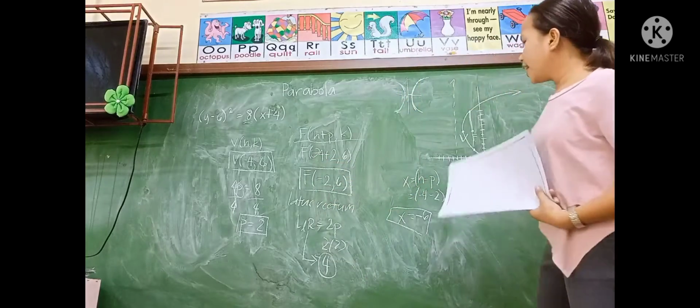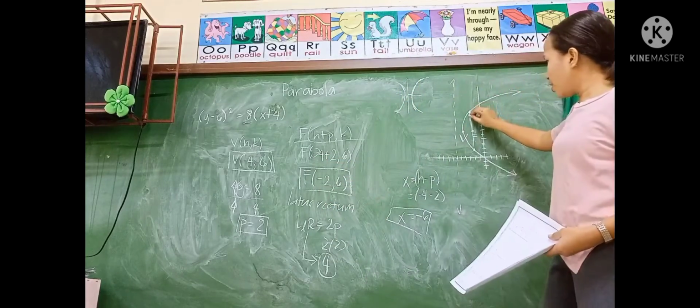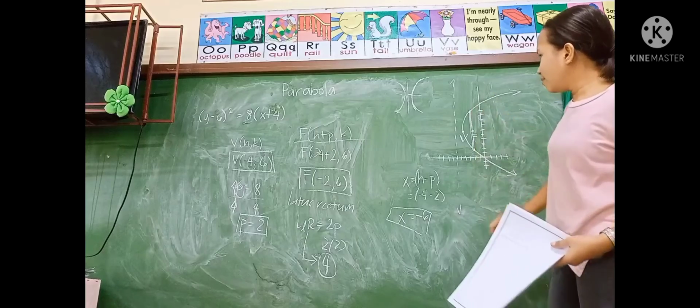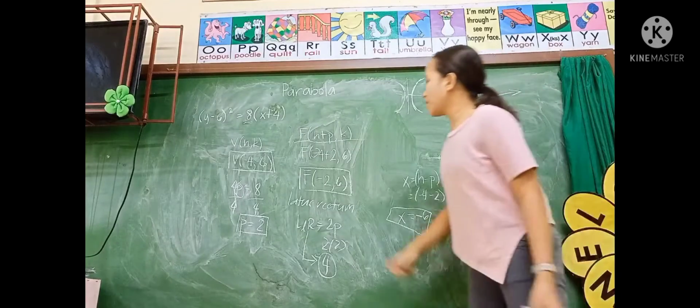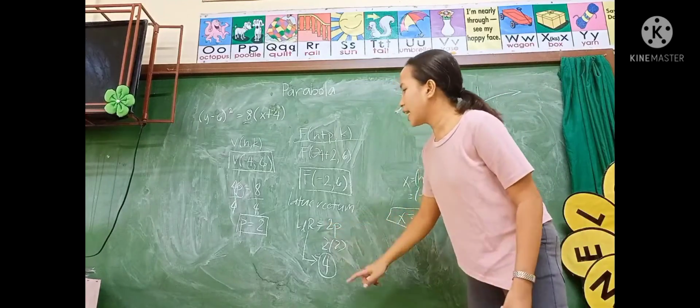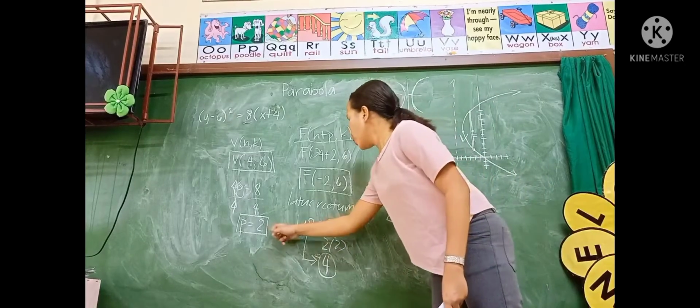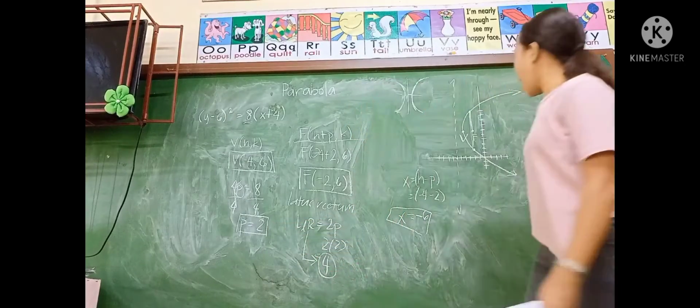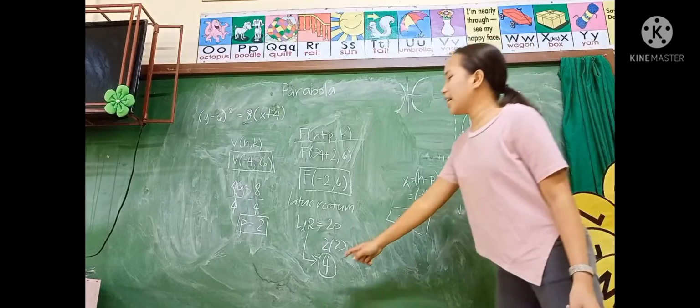Next is to find the latus rectum, kung saan ito yung line na dumadaan sa focus. So, latus rectum is equal to 2p, times lang natin yung result na 2. 2 times 2 is equal to 4, kung saan yun yung nakuha nating latus rectum.